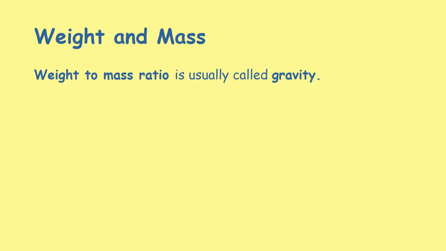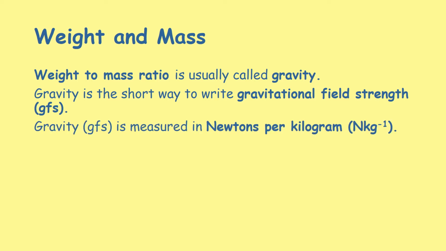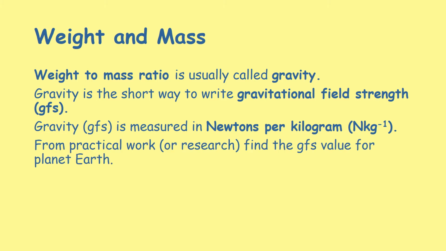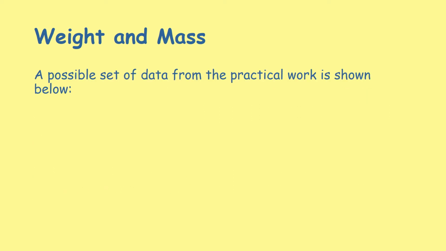The weight-to-mass ratio is usually called gravity, and gravity is the short way to write gravitational field strength. Gravitational field strength is measured in newtons per kilogram. From practical work or research, you could find the gravitational field strength value for planet Earth. You would want to measure the weight of an object and measure the mass of an object. So you could use a Newton balance to find the object's weight, and you could use some scales to find its mass. Here is a possible set of data from the practical work that you could be doing.